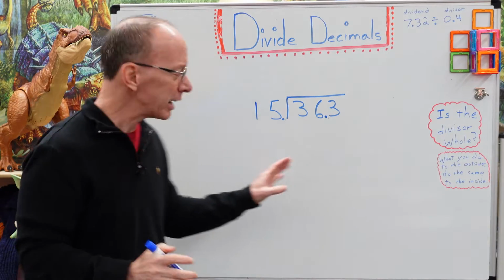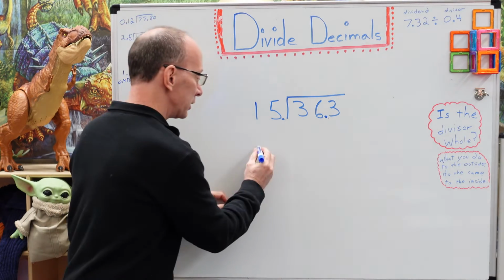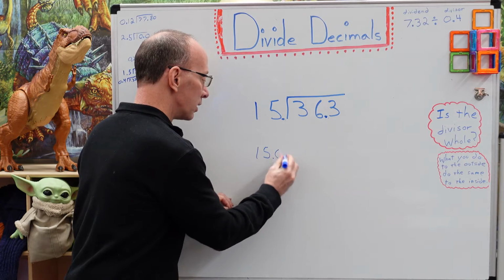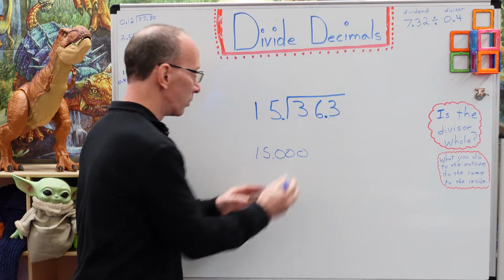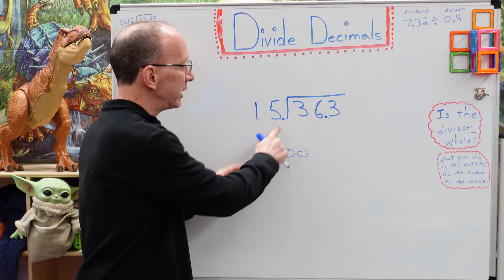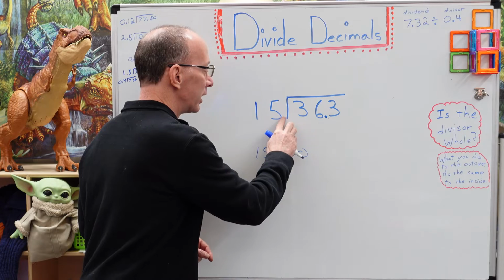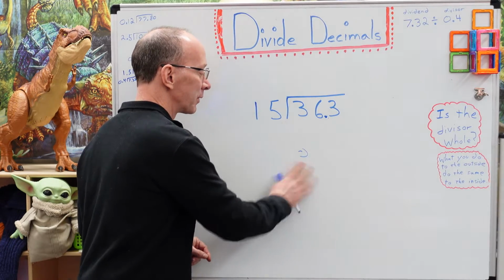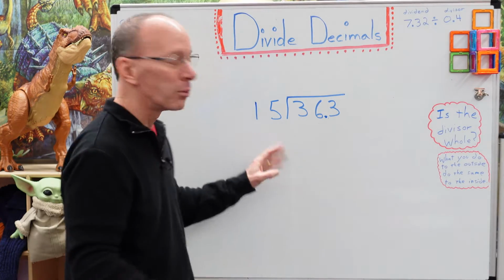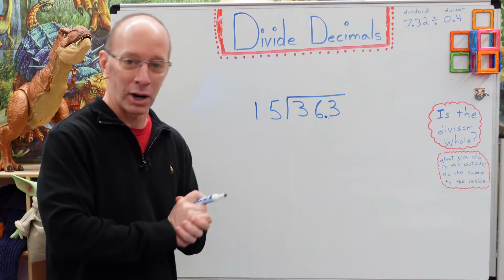Now, when you look at a number like 15.0, whatever it is, it's still 15. So you don't need a decimal point when you put it over on this side. So I'm just going to go ahead and erase that little guy there. Bye-bye. And now we're ready to go ahead and start our division process.